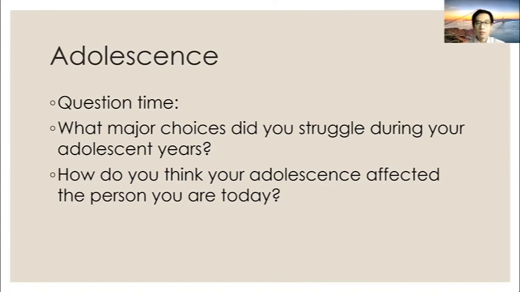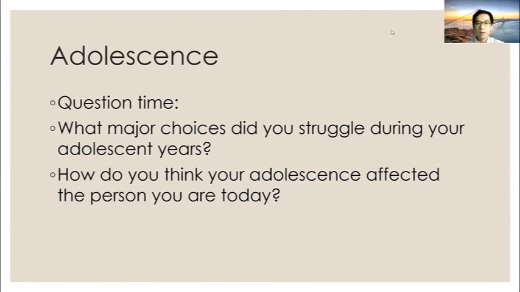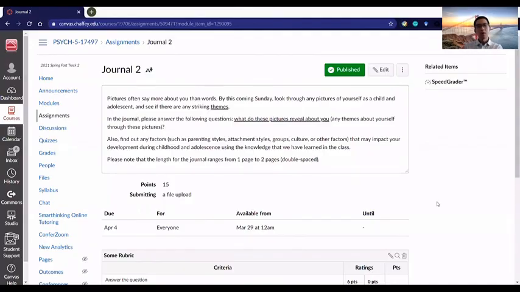Okay, so that's all the stuff for this week's lecture. So this week, we have talked about the stuff about childhood and adolescence. So in journal two, the journal assignment for chapter two, we are going to do this. Pictures and photos often say more about ourselves than words do. So by this coming Sunday, look through any pictures and photos of yourself as a child and adolescent, and see if there are any striking themes.